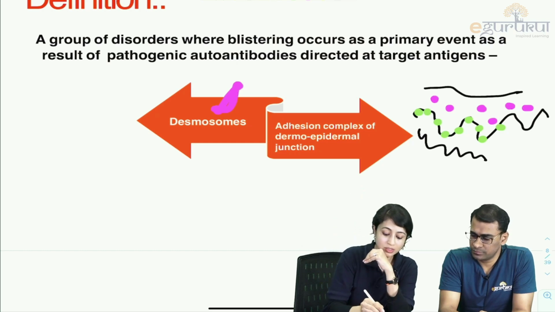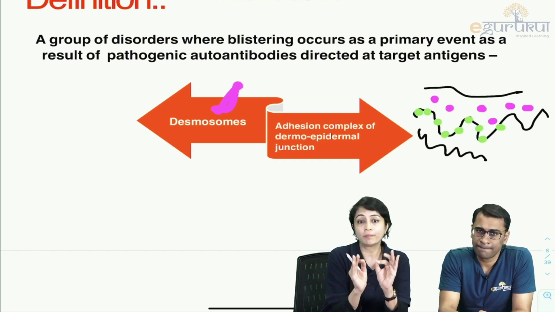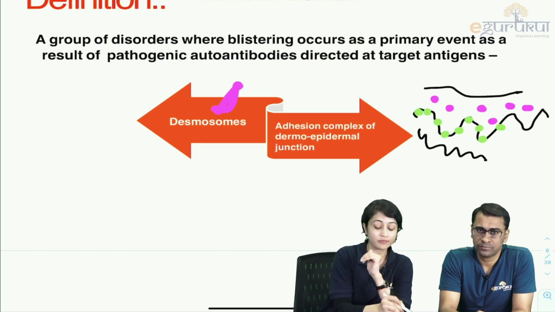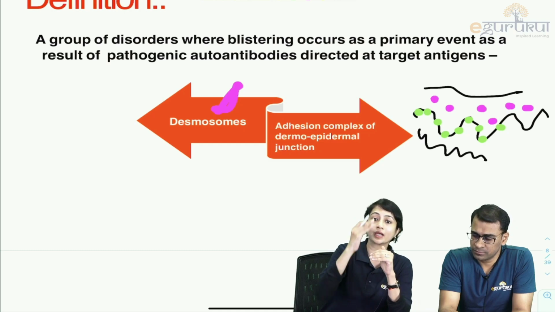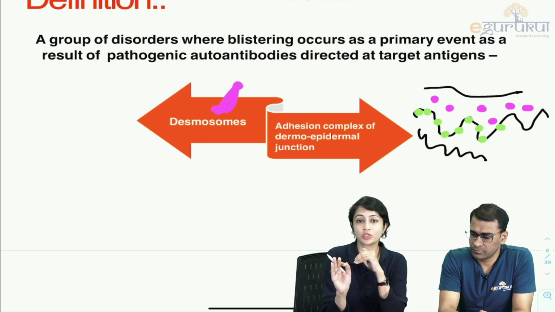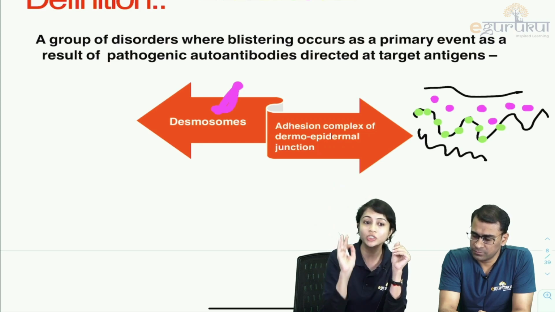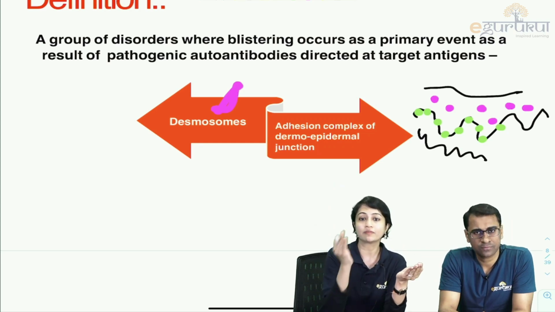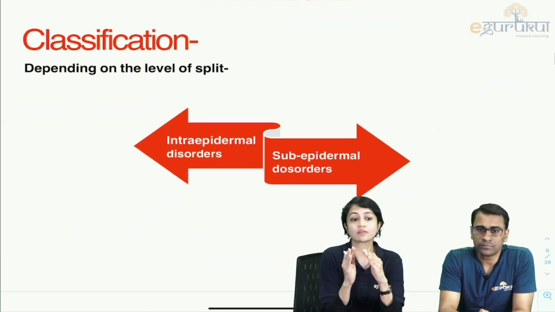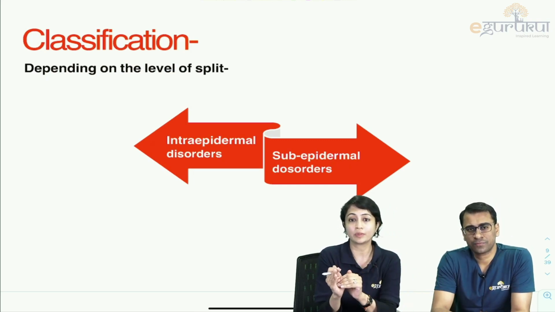So this zone is called the dermoepidermal junction or basement membrane zone. Depending on where the antigen is located, I get a split which is intraepidermal if the antigen is the desmosome, and I get a split which is subepidermal if my antigen is in the basement membrane zone. So the process remains the same. There is an antibody going and binding to the antigen. But which level the antigen is at determines whether I'll have an intraepidermal split or a subepidermal split. That is why I classify my immunobullous disorders into intraepidermal and subepidermal disorders.